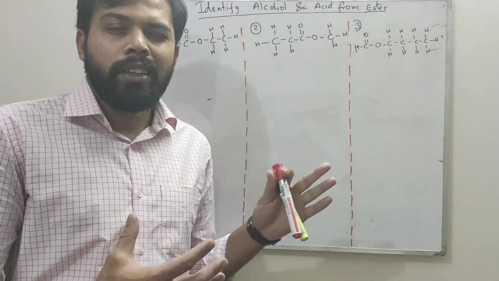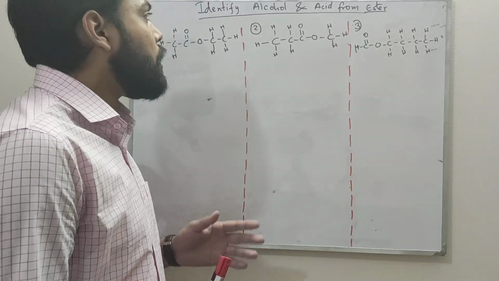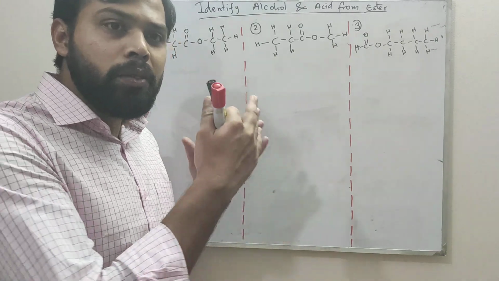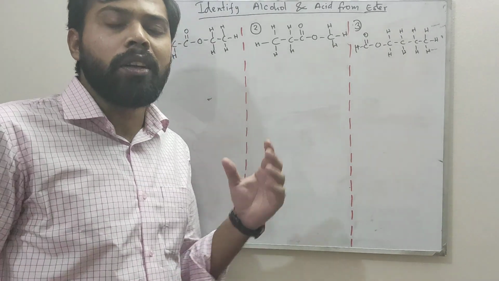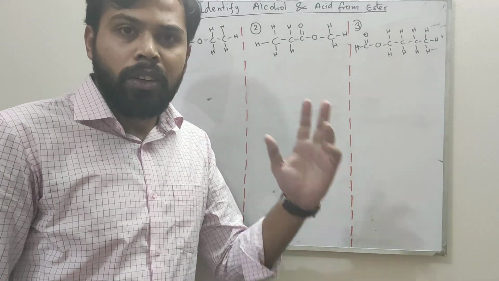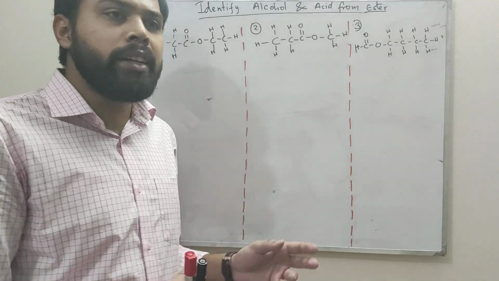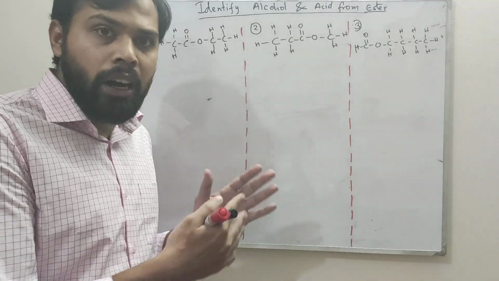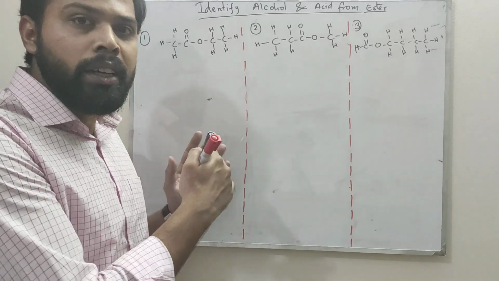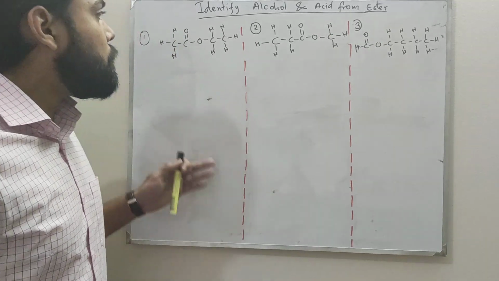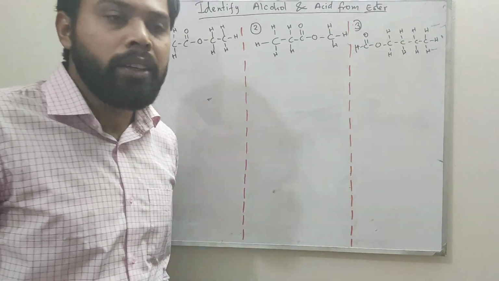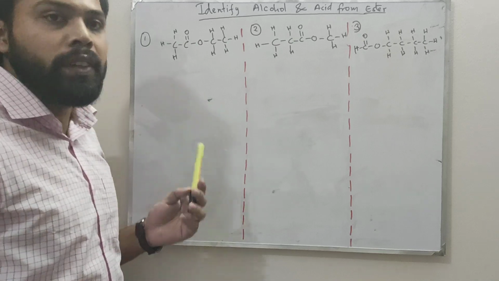This topic is interesting, because you get questions in your board exams like: write the name of the alcohol and the acid when they have given that ester. Alright, so I've tried some basic simple things. How can you recognize the alcohol and the acid from a given ester? That's why I've prepared 3 examples. We'll be doing that. First of all, let's go to the first example.